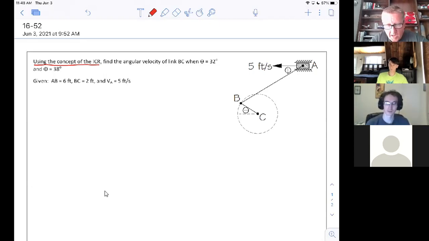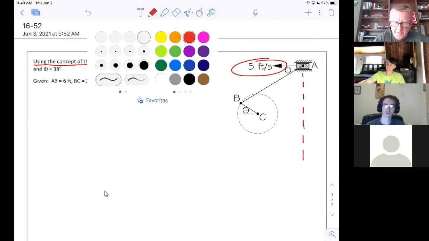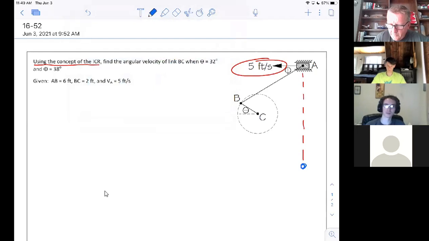Would you agree with me that since the velocity of A is ripping to the left at 5 feet per second, it could be thought of as, let's say, rotating around this point right here? Isn't that how velocity works? Now, in our case, it can't rotate in a curved fashion, but at least at that instant, would you agree that A could be thought of as rotating around this point down here? You see what I'm getting at? That's how velocity worked, right?